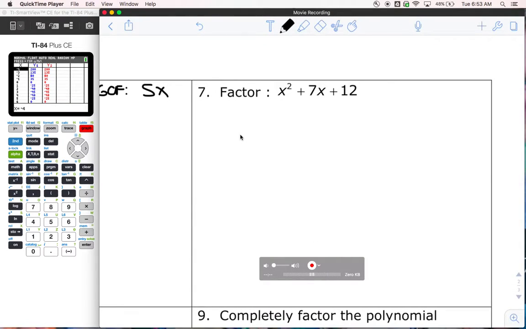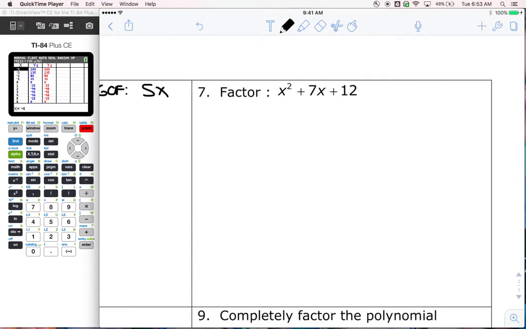I've got x squared plus 7x plus 12. And in this case, I don't have any greatest common factors. So I got x squared and I got 7x and then I got a 12. So we can't do just the GCF here. I have to do my grouping.